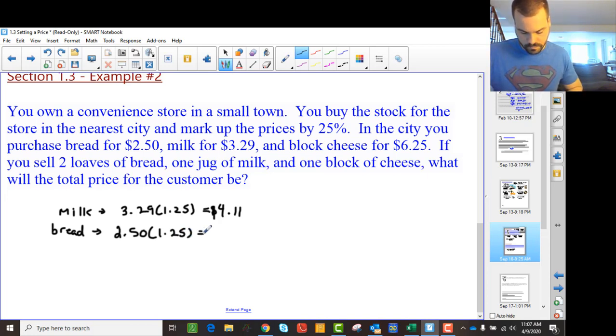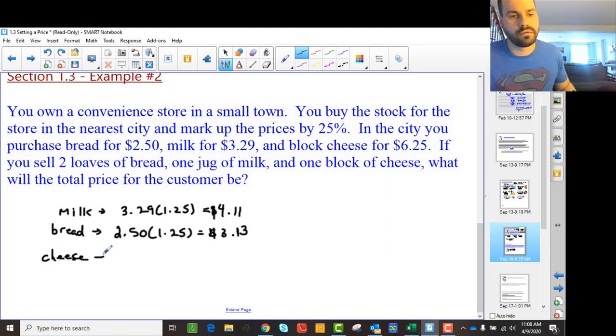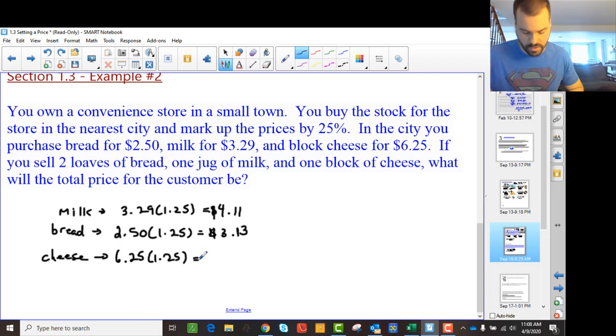So that gives me, I'm rounding to 2 decimal places because it's money. So I'm going to round to 3.13. And then the cheese is $6.25, and we're going to again mark it up by 25%. So we're going to mark $6.25 times 1.25. It gives me $7.81.